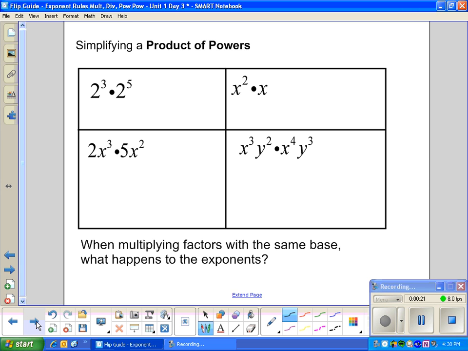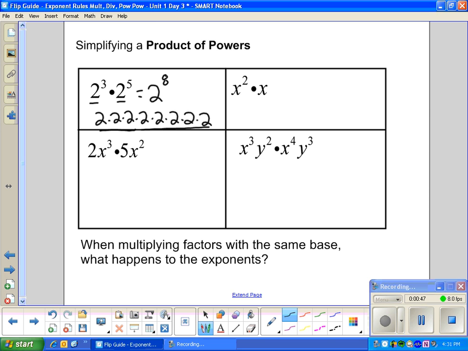So I've got 2 to the third power times 2 to the fifth power. Now, what is the base of 2 to the third power? Okay, it's just 2. What is the base of 2 to the fifth power? It's just 2. 2 times 2 times 2 times 2 times 2 times 2 times 2 times 2. Okay, this is my 2 to the third power. This is my 2 to the fifth power. And when I simplify that, that will give me 2 to the eighth power.